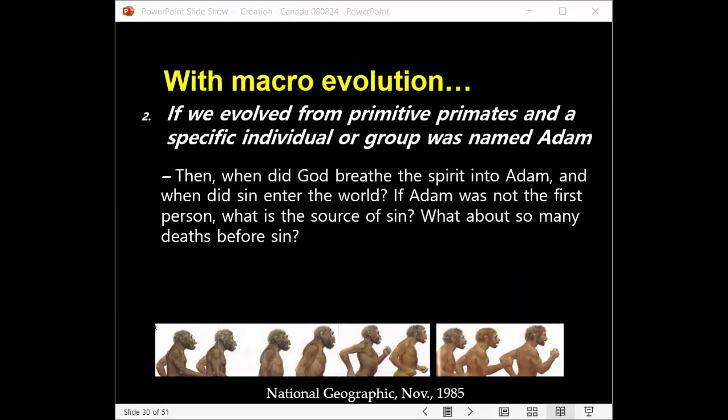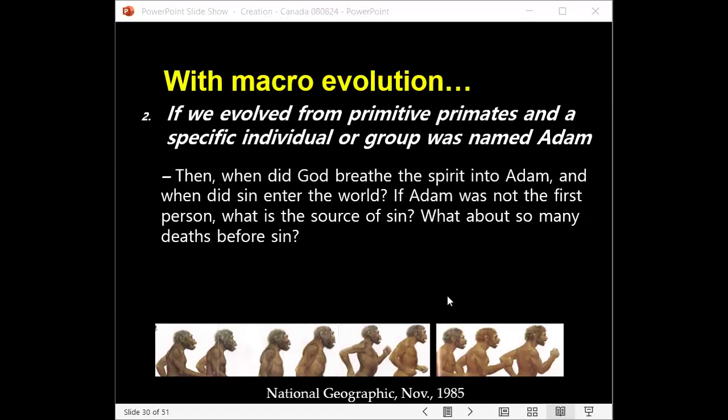Two, you believe that we evolved from primitive primates, and God named a specific individual or group of those animals as Adam. Then Adam was not the first person. Then what is the source of sin? When did sin enter the world? Evolution involves millions of years of death and extinction before humans appear. What about so many deaths before sin? How do you answer all these things without altering the biblical context?